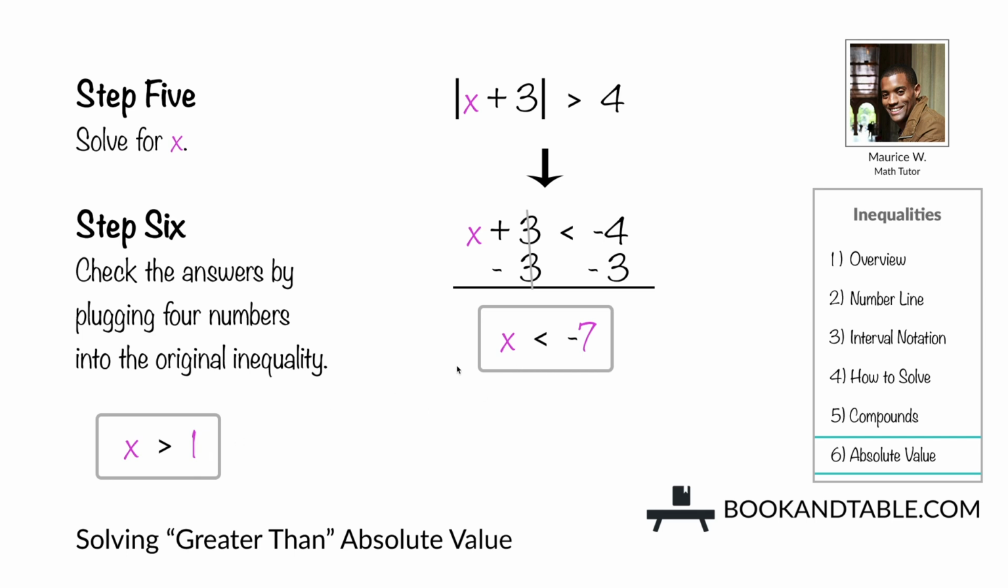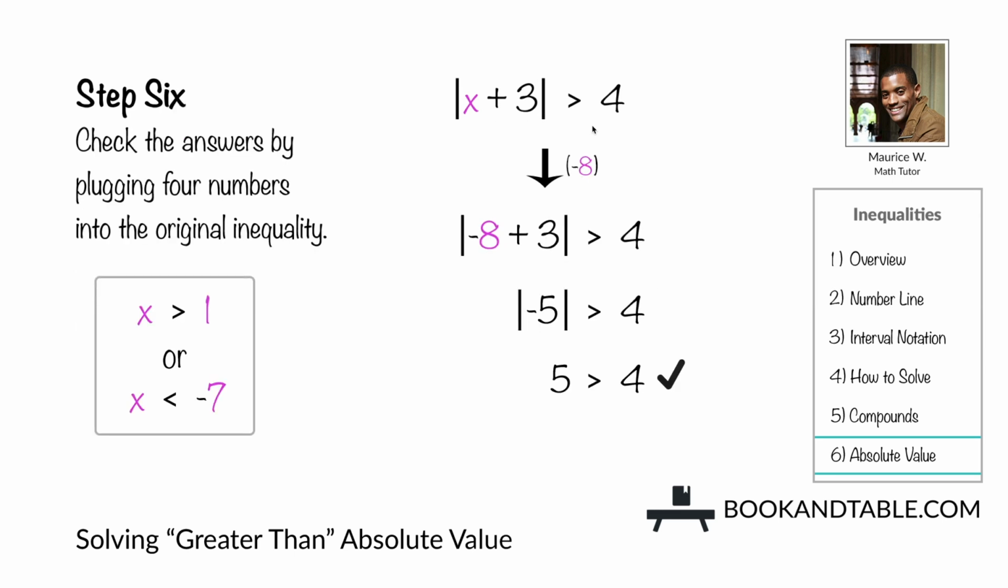So we can check the answers by plugging 4 numbers into the original inequality. So we'll plug in 2 numbers to test this interval. And then we'll plug in 2 numbers to test this interval. So starting with the negative interval, we have x is less than negative 7. So we'll plug in negative 8, which is less than negative 7, so that should work. And then we'll plug in negative 7 for x, and that should not work.